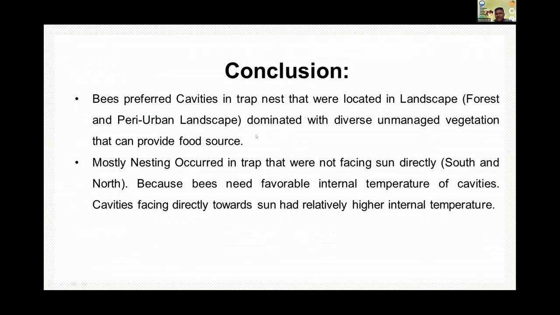So the conclusion: the bees preferred cavities in trap nests that were located in forest and peri-urban landscape. This was due to the fact that this was dominated by a diverse unmanaged vegetation that was providing food resources to these bee species. And mostly nesting occurred in traps that were not facing the sun directly, in south and north as compared to the east direction, because there is a certain favorable internal temperature of cavities that is preferred by the bees for nesting.